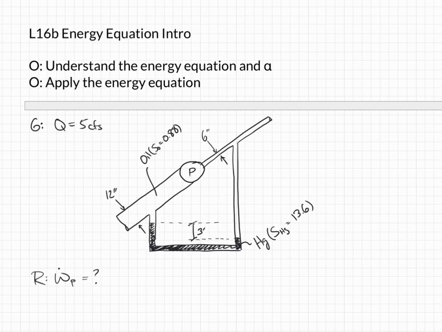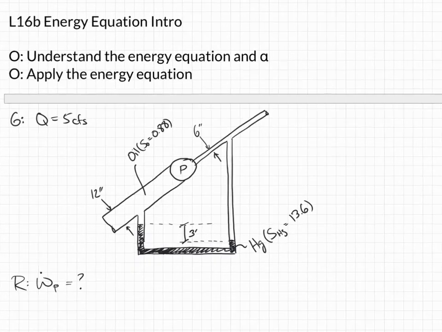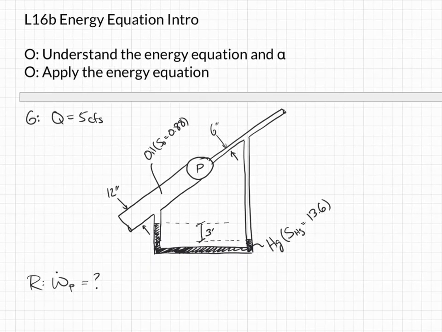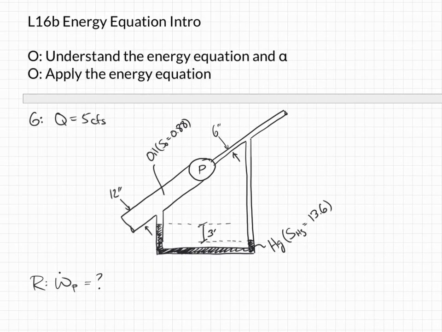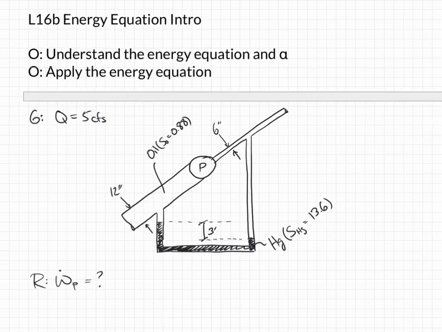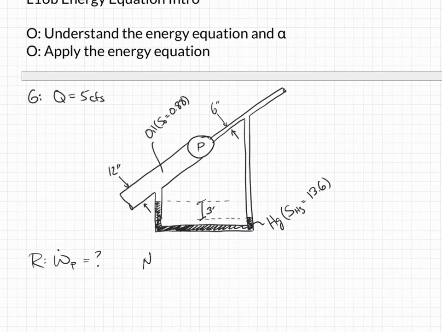All right, so here we are, lecture 16b, energy equation intro, and we are, of course, working example problems. And this is going to be the second example problem from this lecture and the final, okay? This one we won't take as long with it. There's one more thing in this problem statement, which is neglect head losses, okay?